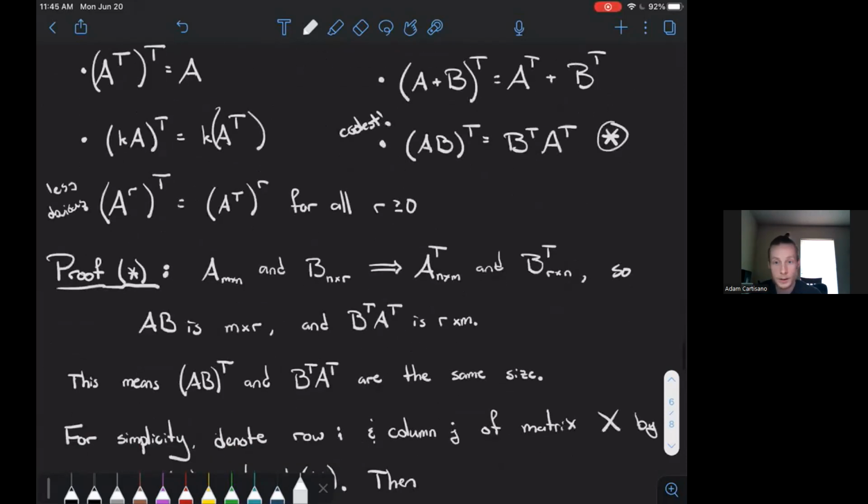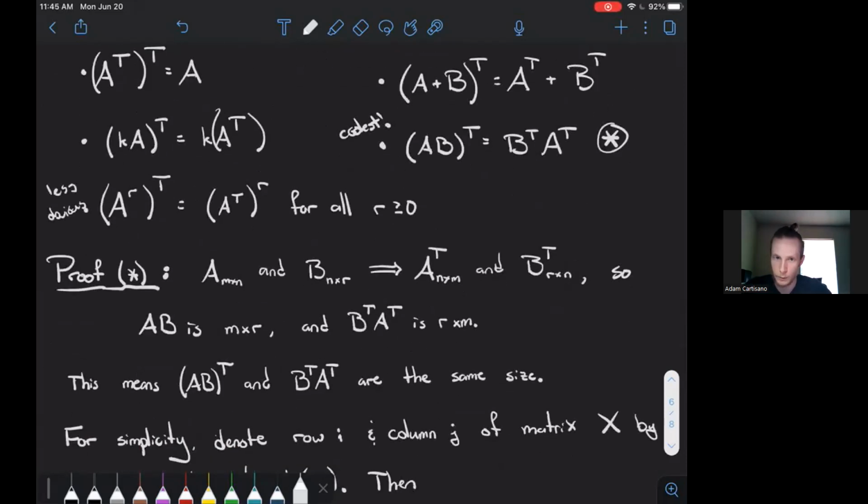Okay, so the first thing that we want to do in this proof is make sure that the dimensions work out, right? Because we're about to take some products and show that the products are equal. Well, okay, suppose that A is m by n and B is n by r.